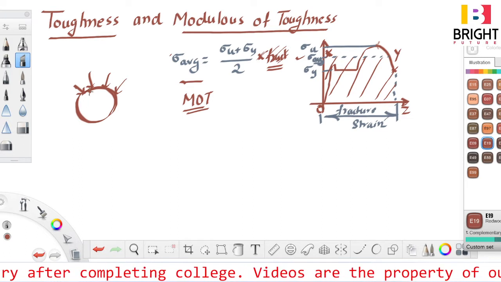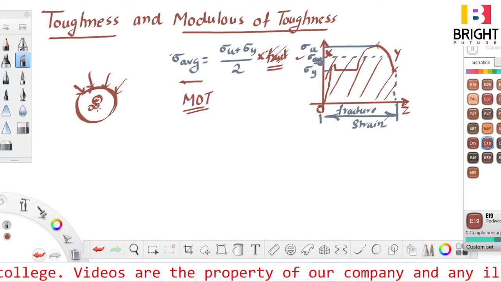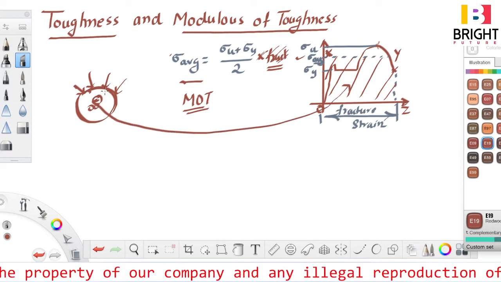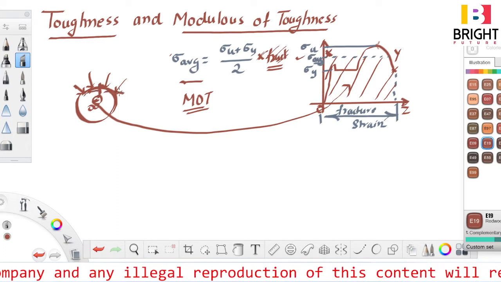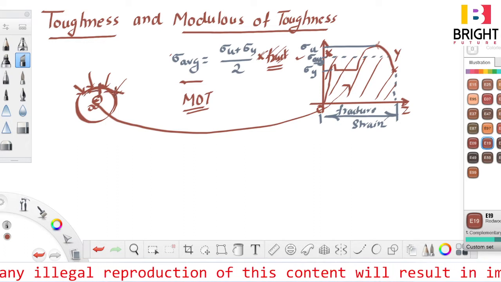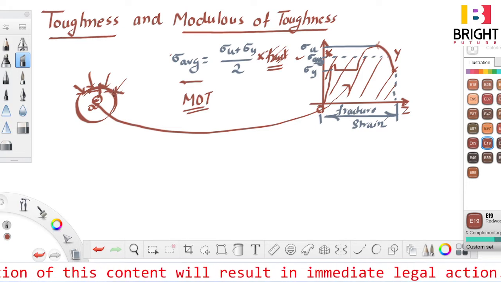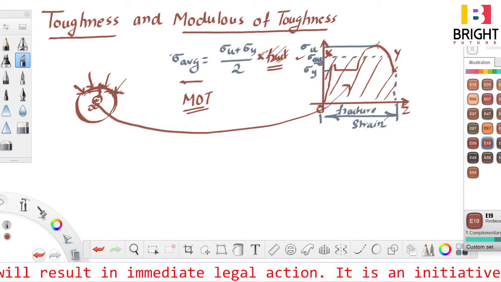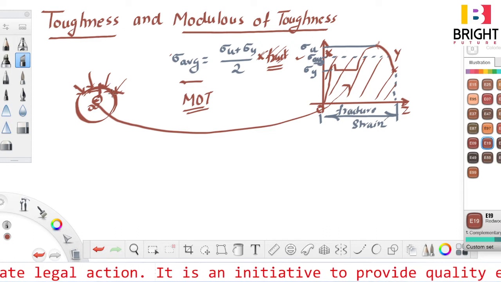After some time, when the stored energy reaches this fracture strain point, then a crack will appear on the ball and the ball will fail. So the failure criterion is due to this particular case, right? So you got the point of what modulus of toughness is and what toughness is.